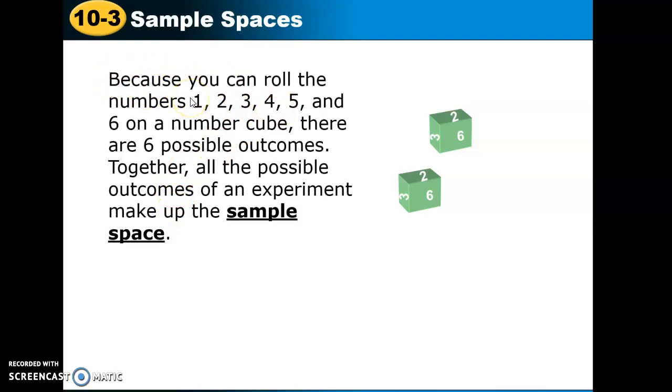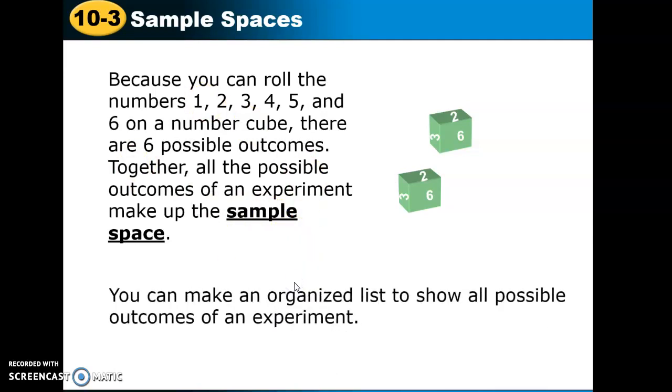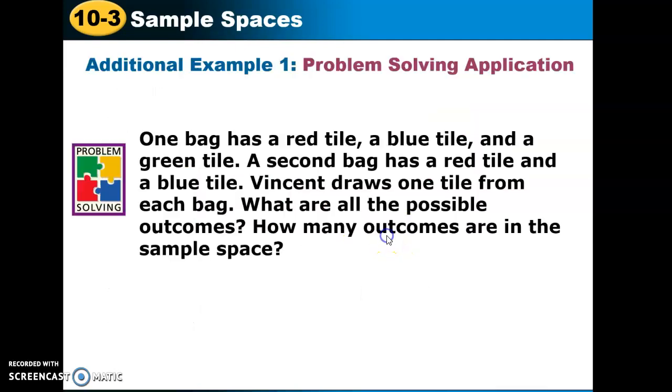When you have a die, you have the numbers 1, 2, 3, 4, 5, and 6 on a number cube. Therefore, there are 6 different possible outcomes. Like I said, all those outcomes are the sample space. There are a couple of ways that we can show our work. I'm going to show you a couple of different methods, and then I'm going to show you the counting method. So don't write all this down when you're taking your notes. Just take down the key words.